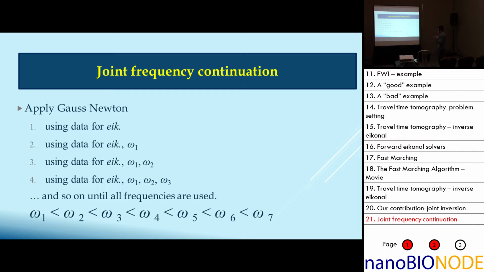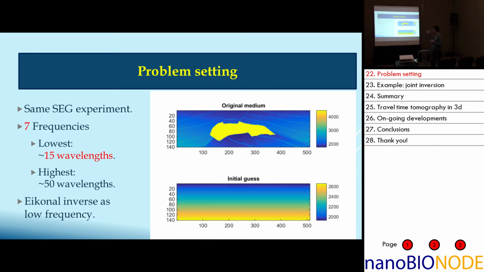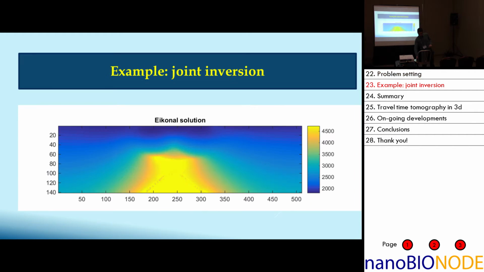Okay, so for that we introduce a joint frequency continuation process. We treat the travel time tomography, or the eikonal inverse, as a low frequency. So again, we solve for the eikonal in the first frequency, eikonal in the first and third, and so on until we sweep through all frequencies. And again, this is the same experiment. We start from the high frequency. Okay, the same experiment, the same bad experiment as we did before, only with the eikonal as initialization.